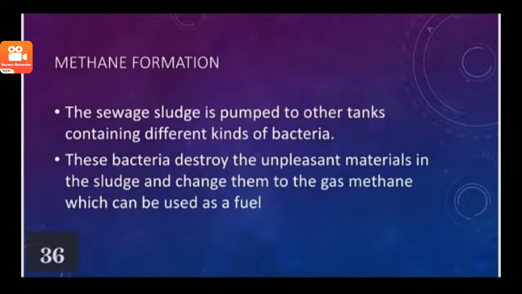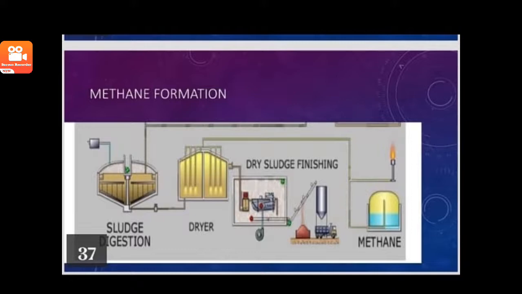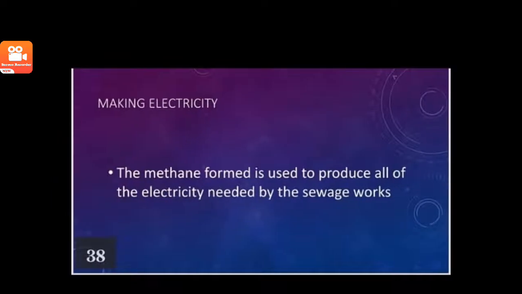The sewage sludge formed is pumped to other tanks containing different kinds of bacteria, and in the end these bacteria destroy the unpleasant materials in the sludge and change them to the gas called methane, which can be used as a fuel. You can see on the screen the methane is formed by the digestion of the sludge, and we can use the methane as a fuel during this process.